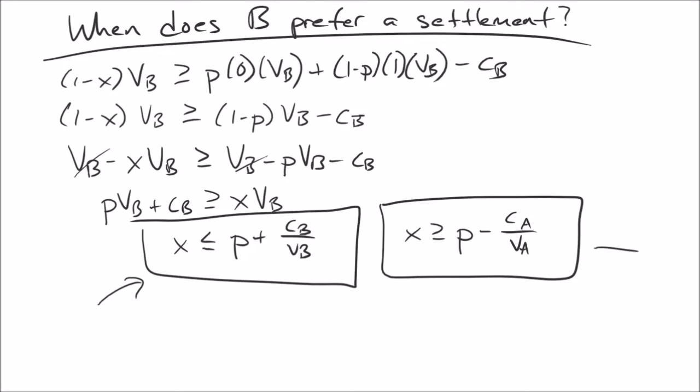Meanwhile, the second of our inequalities is reflecting what A needs. X again represents A's share of the good, and so A needs a sufficiently large share of the good to be satisfied, and that's why X has to be greater than or equal to P minus CA over VA. One more time, we just need both of these things to be satisfied for us to get a deal done.